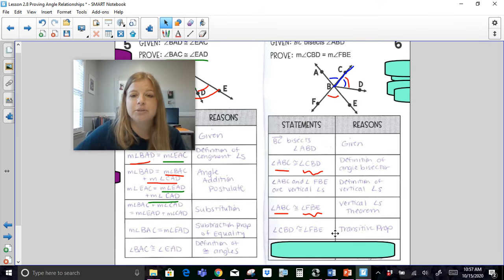And since they are congruent to each other by the transitive property, then I'd be able to do what I need to prove and say their measures are equal by the definition of congruent angles.